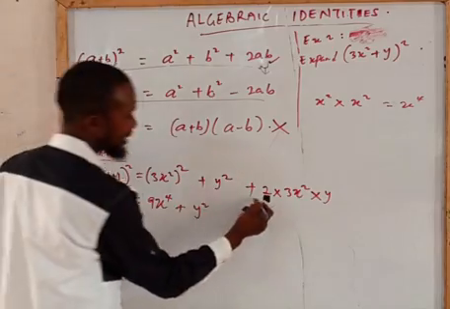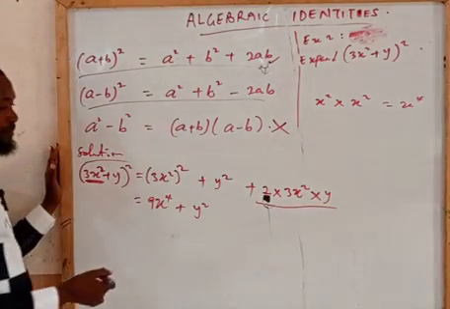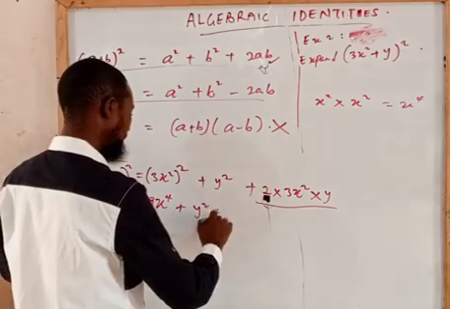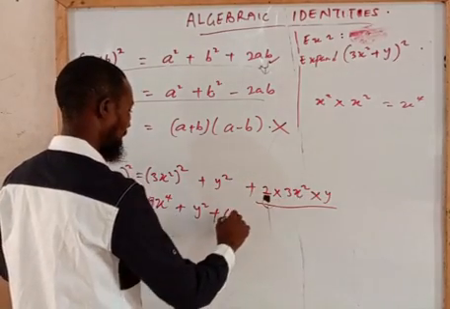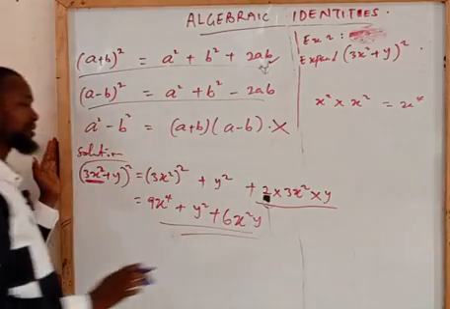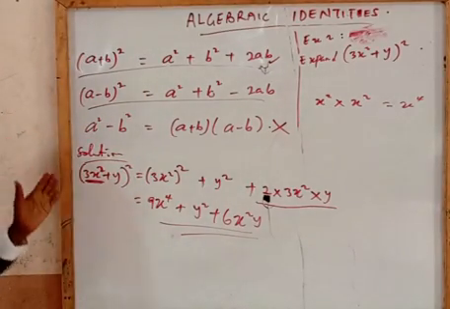Then finally, I have to multiply what I have here. The way to do this multiplication is to say 2 times 3, that gives 6. X squared times y, that is x squared y. And this is the answer, the solution to our second question.